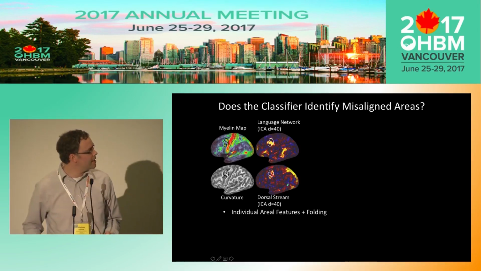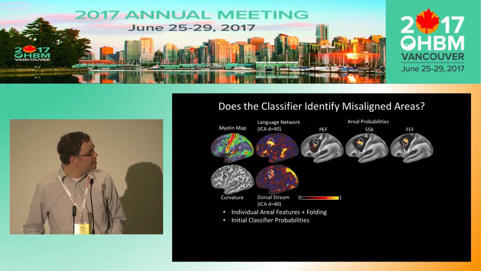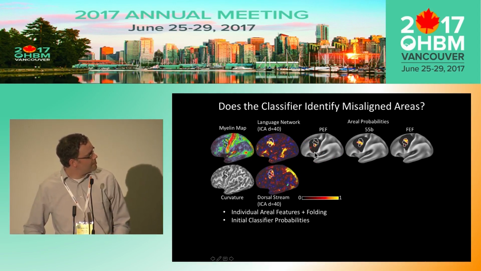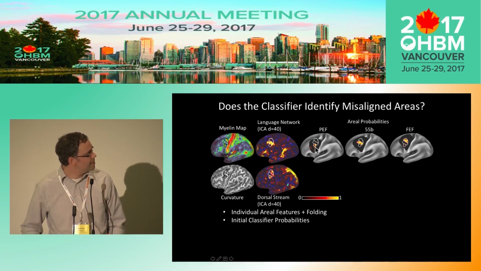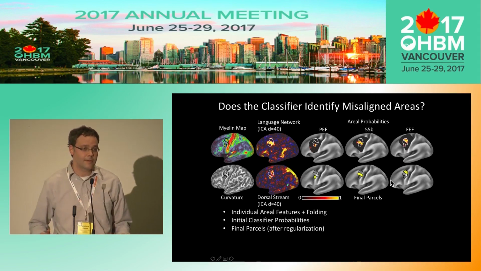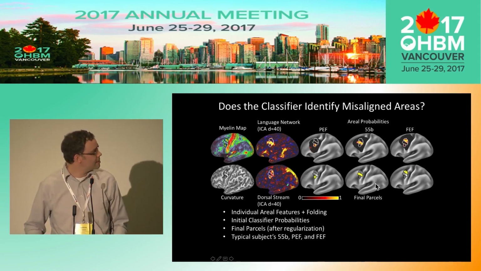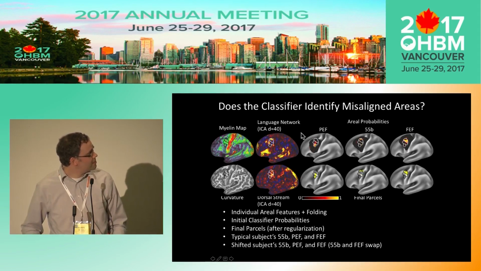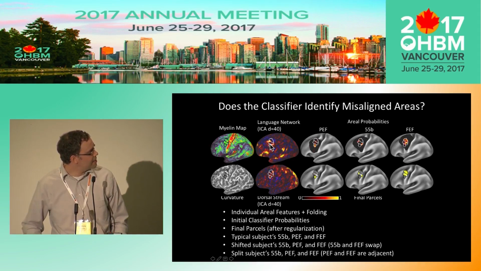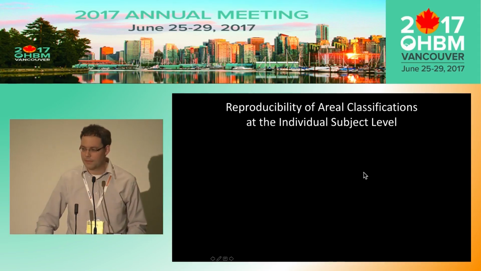So let's see, can we identify misaligned areas? Here we have some maps to see, and this is the raw output of the classifier. We're able to find PEF, 55B, and frontal eye field, after combining across classifiers. But this is a typical subject. What about the harder cases? Here's an atypical subject. We can see that 55B is shifted, and the classifier picks up on that. Similarly, if we've got a split subject, split 55B, the classifier picks up on that as well.